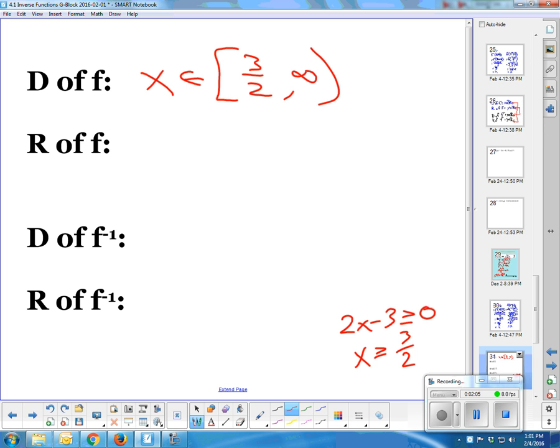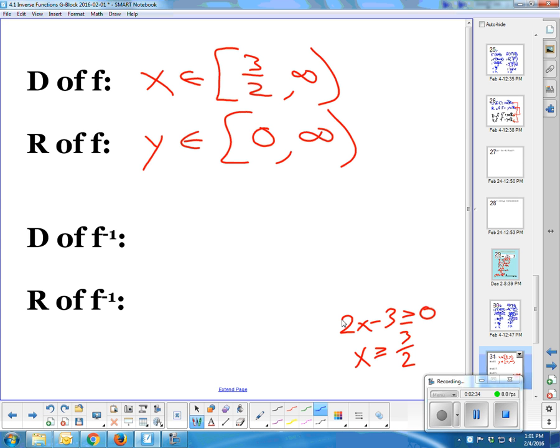The range of f, it's a square root function. We can only take the square root of positive numbers. The square root of a positive number is a positive, except for 0, and the square root of 0 is 0. So that means that my range, the only outputs I can get are going to be 0 and positives.